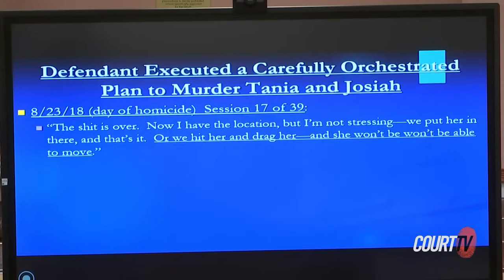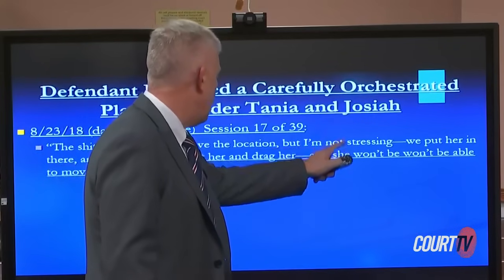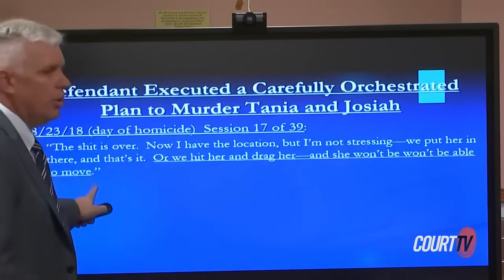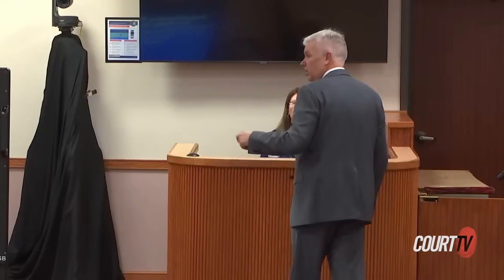Or we hit her and drag her and she won't be able to move. Now that is an interesting statement. Why? Because it squarely corroborates what Dr. O'Neill testified to. And you say, well, wait a second, how does him running his mouth corroborate with Dr. O'Neill? Remember, she's the medical examiner in this case. How do we know that he actually executed his plan? He's not just running his mouth. Well, here's how you know.